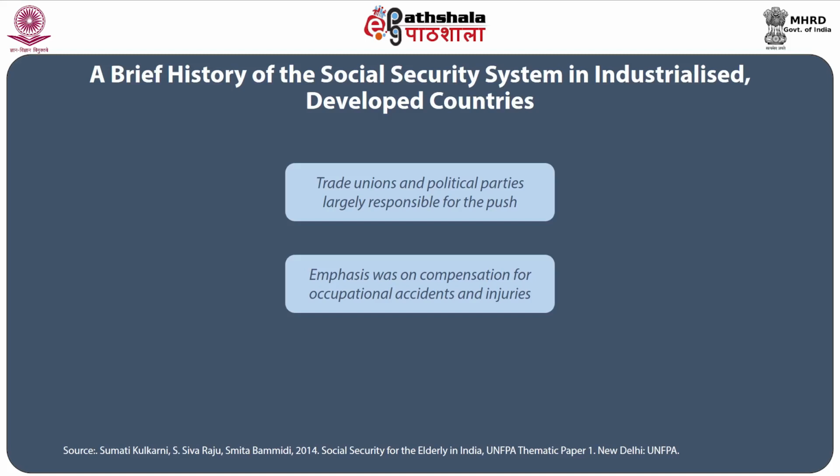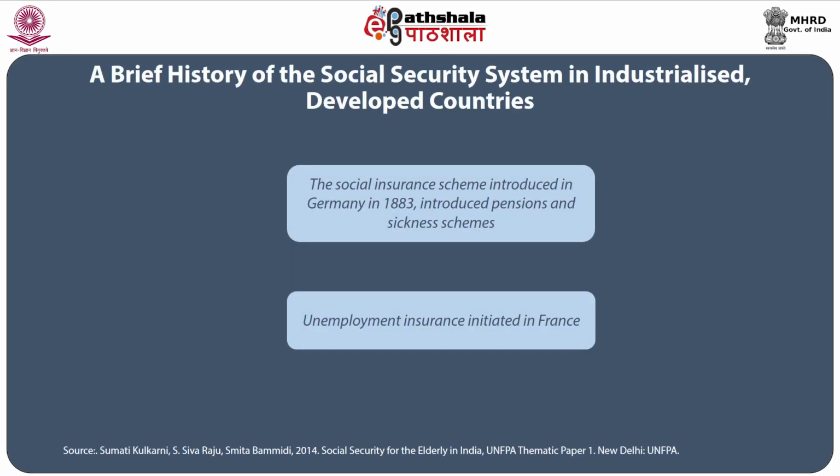The efforts of the trade unions and the activities of political parties as well as radical groups were largely instrumental in pushing the state to accept some degree of responsibility in this respect. Initially, the emphasis was on compensation for occupational accidents and injuries. The social insurance scheme introduced by Bismarck in Germany in 1883 covered sickness and pensions. The first unemployment insurance scheme was initiated by France way back in 1906. They were important milestones in this regard.